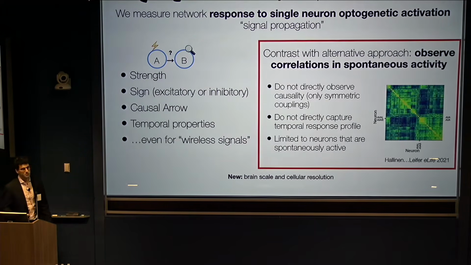And we want to contrast this to an approach that we and many others have taken in the past, which is to look at correlations in spontaneous activity. If you have a correlation matrix, it's by definition symmetric. You get symmetric couplings. It's much harder to tease out information about causality. It doesn't directly capture the temporal profile of the response to a neuron's activity. And I think the last one resonates most with me, which is that you're limited to neurons that are spontaneously active. So if you have a correlation matrix and there's a neuron that never does anything, you don't have any information about it. But in a perturbative regime, you can go in and ping that neuron and see how the network responds.